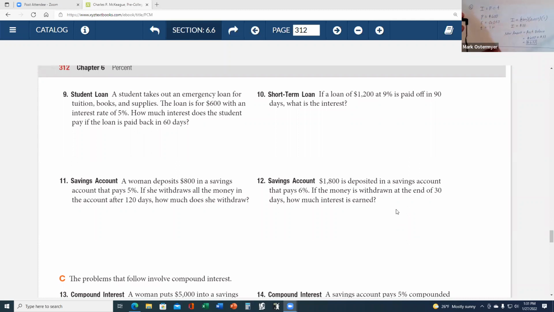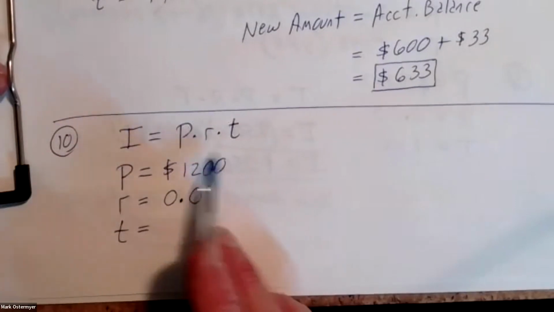All right. So problem number 10 here. Notice we're talking days now, correct? What would be my principal, the amount I borrowed? 1,200. And the interest rate R would be 9%, so what would that be as a decimal? 0.09. What amount of time are we paying off this loan? 90 days. But ladies and gentlemen, time cannot be in days. It must be in years for the simple interest formula.